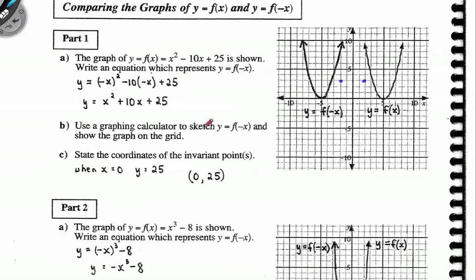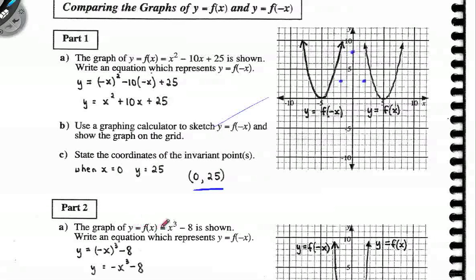Any invariant points? Well, the only invariant point would be a point on the y-axis. We haven't actually shown any here, but if we had a point like this at 0, 8, 0 would not change, even though you change the sign of the x. Negative 1 times 0 is 0, so it would stay the same. So for an example, on your calculator you can probably see that the graphs cross at 0, 25. That would be the invariant point.